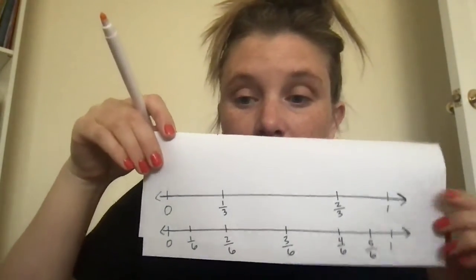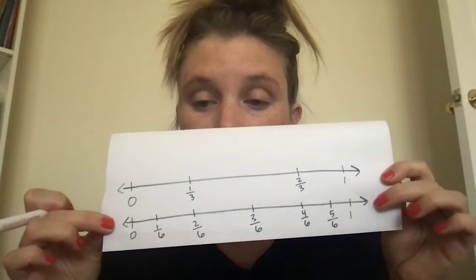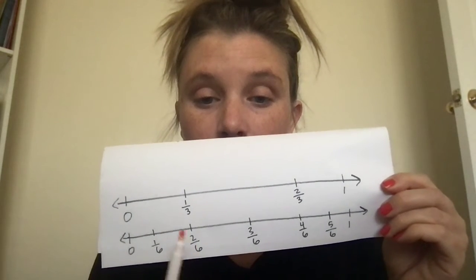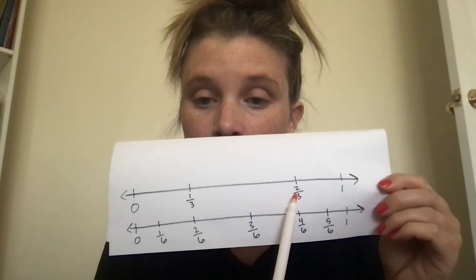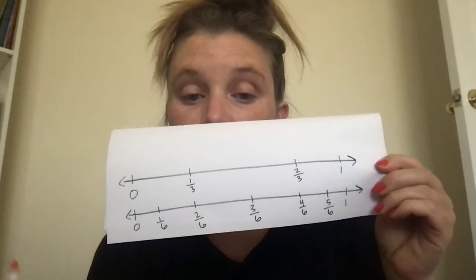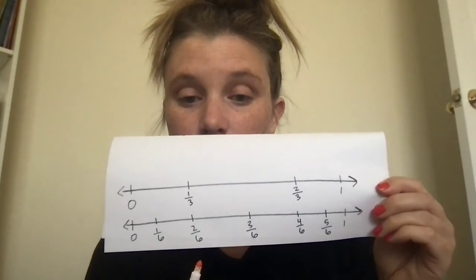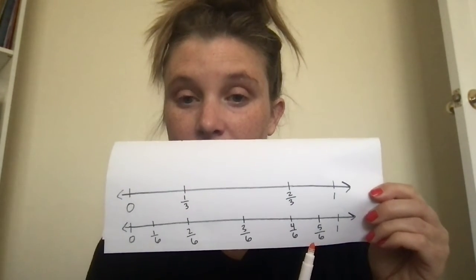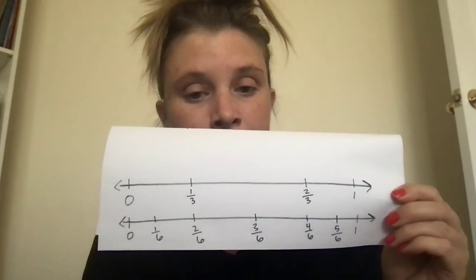Again, we're between 0 and 1 on both of them. Pause me if you need to. And then on this number line, we have thirds. 1/3 and 2/3. Because 1 would be 3/3, right? And on this number line, we have sixes. Ready? 1/6, 2/6, 3/6, 4/6, 5/6, and then 6/6 would be 1. So pause me and draw these two.